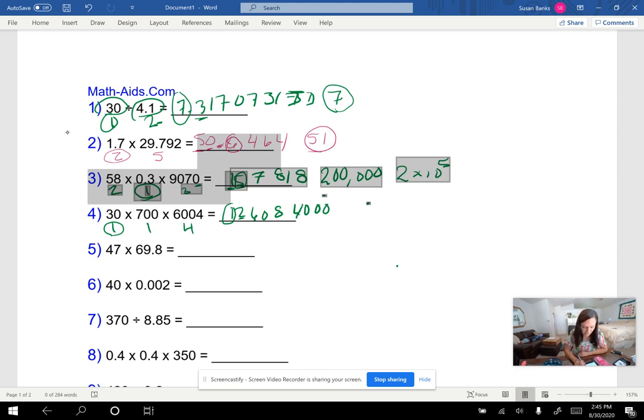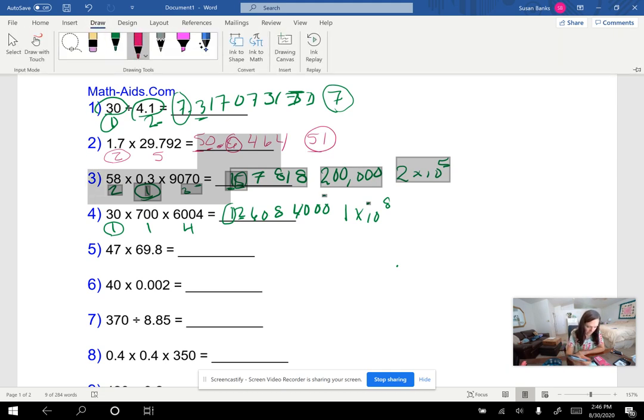So I'm going to put this in scientific notation. So 1, 2, 3, 4, 5, 6, 7, 8 is how many places I'm going to have to move my decimal. So 1 times 10 to the 8th would be my answer here. All right. Number 5. Let's go on number 5.